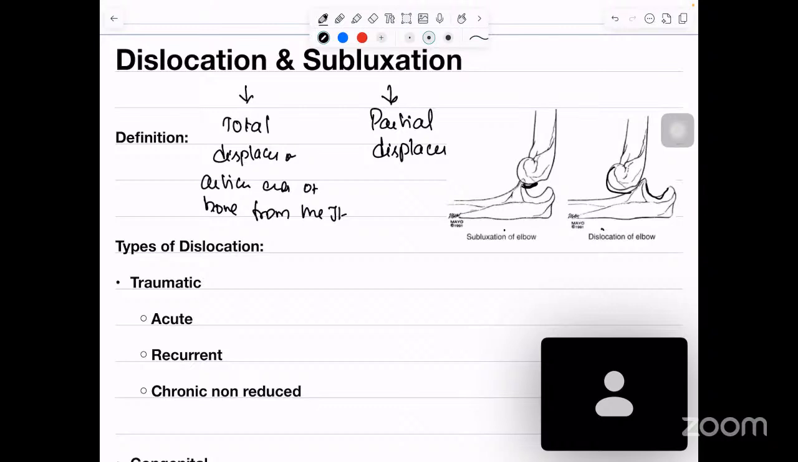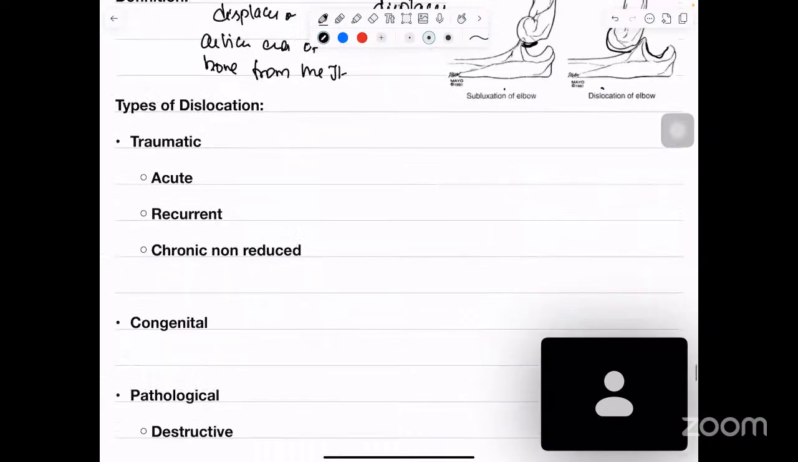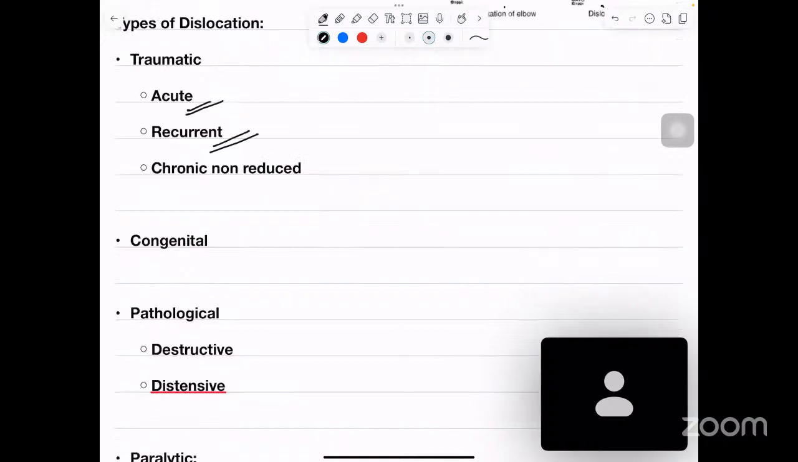What are the types of dislocation? It can be either acute, or it can be recurrent. Example: a shoulder dislocation. Once a person gets a shoulder dislocated, he tends to have a recurrent dislocation 50 to 60% of the time. Okay, and chronic non-reduced. Once a patient gets dislocated, he won't mind it. Those people tend to have chronic non-reduced dislocated shoulders. Plenty of cases seen.